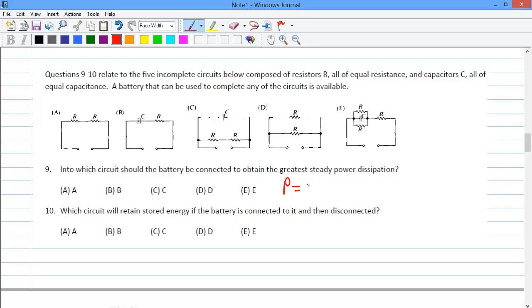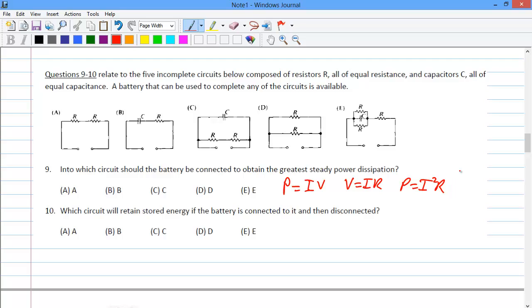We can see this by P equals IV, but Ohm's law tells us that V equals IR. So in place of V, I can substitute and I get I squared times R.